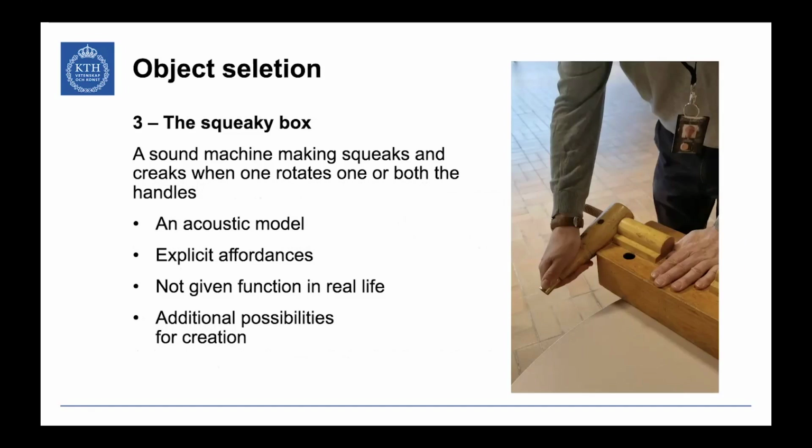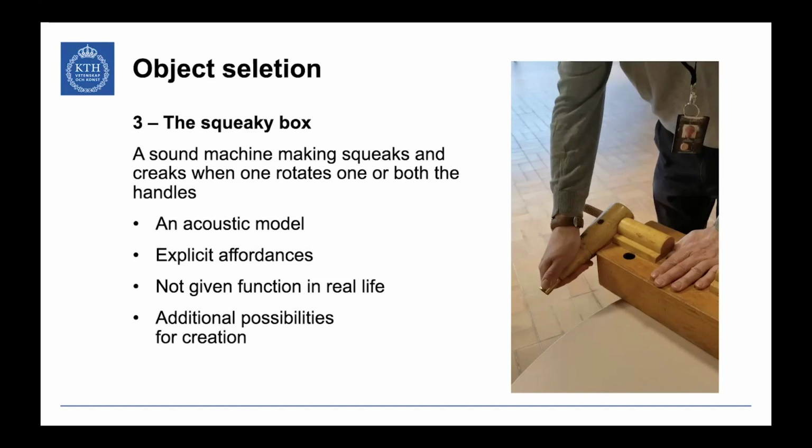The final object we selected was called a Squeaky Box. This is a purposely made sound machine that produces squeaks and creaks when one rotates one or both of the handles. It has been used in many plays to portray a creaking floorboard or a squeaky handle, etc.